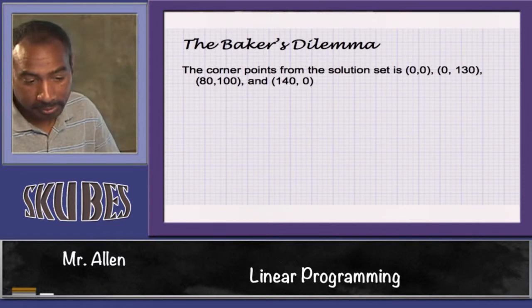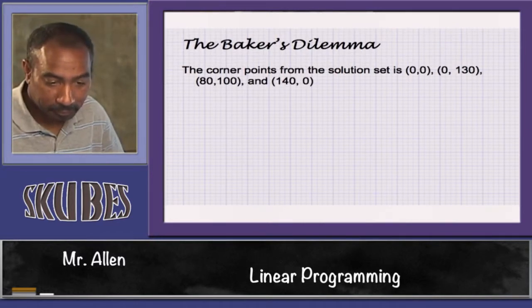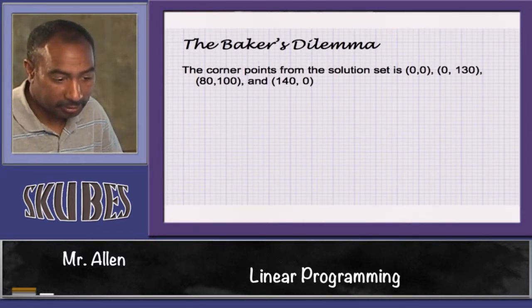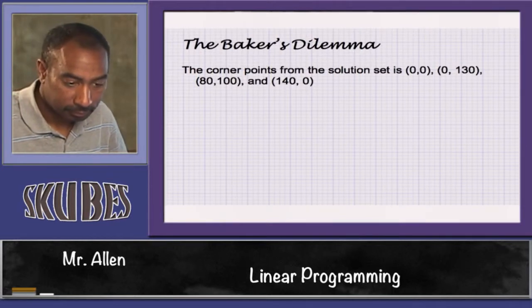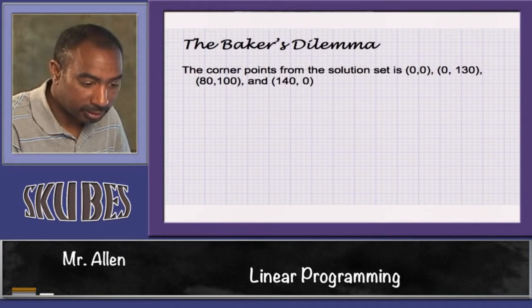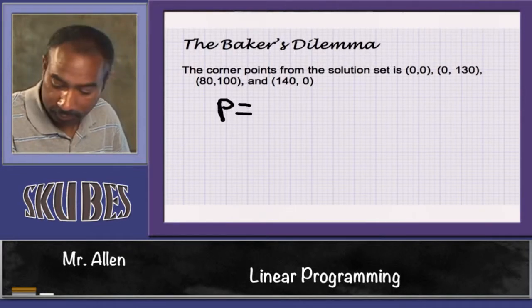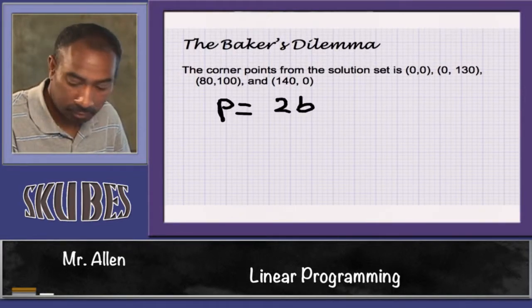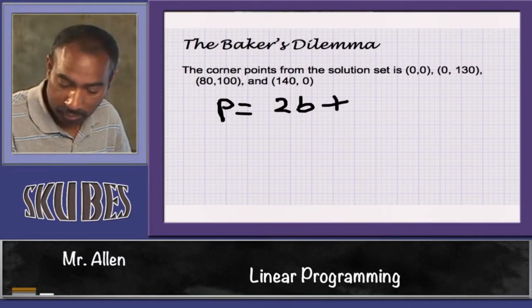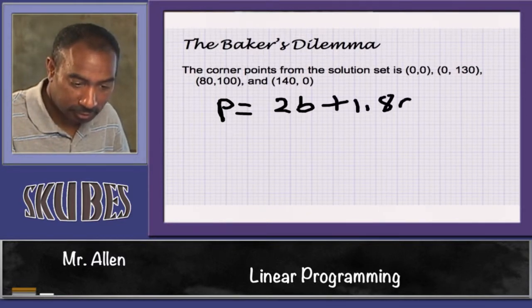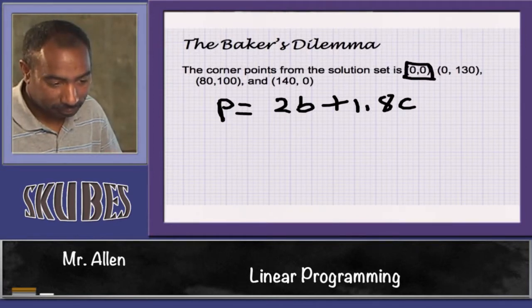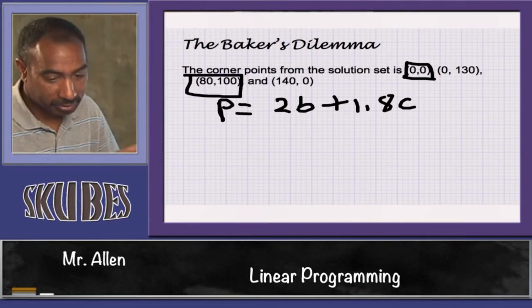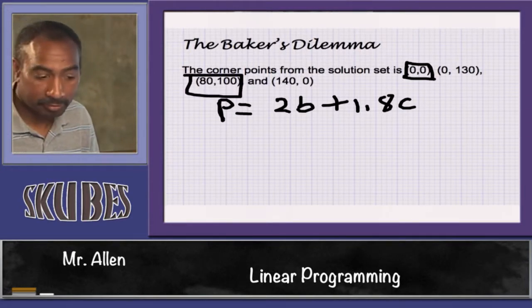These are our other corner points, by the way: 0, 0; 0, 130; 80, 100; and 140, 0. And if you were to test that, remember this is our profit. You get 2B plus 1.8C. Obviously, if you put 0 in here, you get no profit. The biggest point is 80, 100. So that's going to give us our greatest profit there.